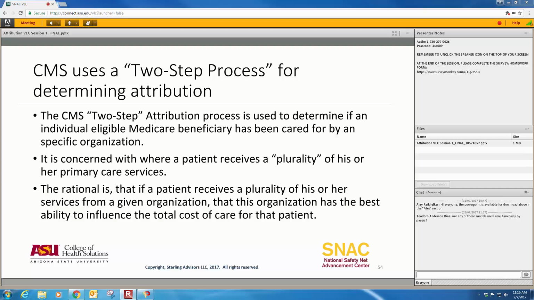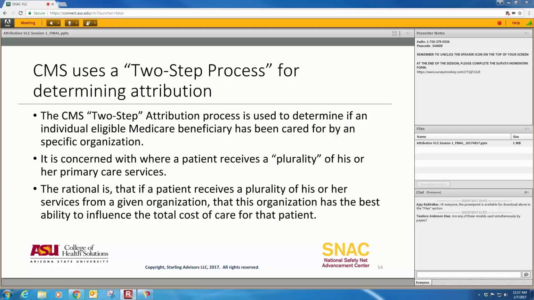Then they apply this two-step model, and the two-step model really tries to determine where the patient received a plurality of their primary care services. If the provider who is applying, or the group of providers who are applying for the program provided the plurality, which doesn't have to be more than 50%, it just needs to be the largest of all the providers who provided services to that patient, they're likely to be assigned to that provider. The rationale is that if a patient receives the plurality of his or her services from a given organization, that's the organization that has the best ability to influence things like total cost of care.